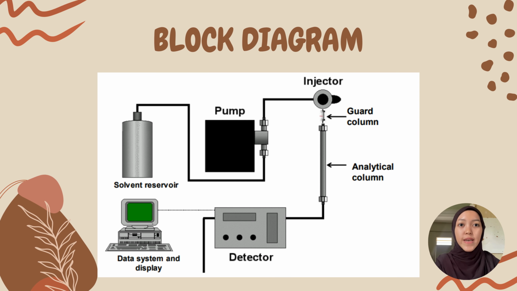Next, we have the block diagram of HPLC. The first component that we have is the solvent reservoir. The next component is the pump, followed by the injector. After that, we have the column. There are two types of column, which are the guard column and the analytical column. Other components in HPLC are the detector, and lastly the data system and display.